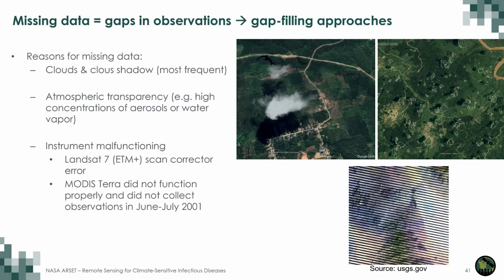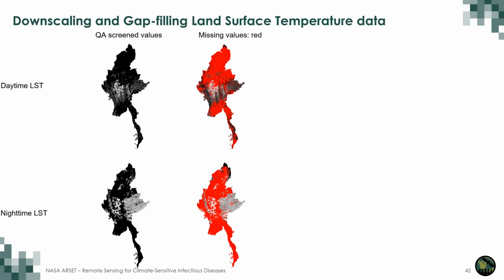And there are other reasons for instrument malfunctioning. When MODIS Stereo just launched, it did not function properly in the beginning, and there are whole months of data that are missing in the data record right now in like 2001 and 2002. So a lot of effort goes into downscaling and gap filling the observations that come from satellites directly. Here's an example of what we've done with land surface temperature data.